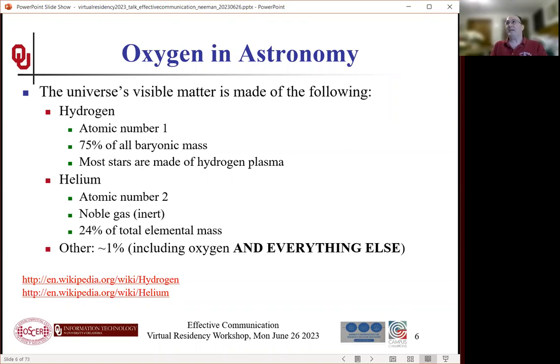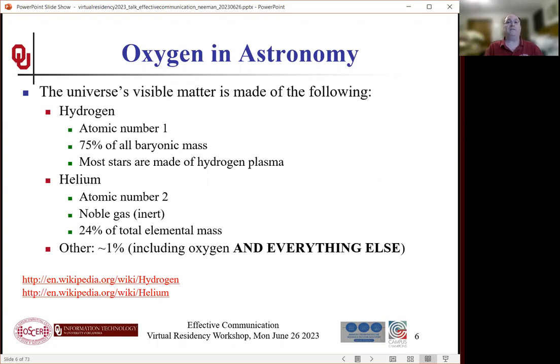Now, in one place, oxygen is weird. And that one place is in one discipline, and that discipline is astronomy. By the way, my PhD advisor is a cosmologist, so he studies the entire universe over its entire lifetime. And the visible matter of the universe has the following mix of ingredients. Hydrogen, atomic number 1, is just a proton and electron. It represents 75% of all baryonic mass.